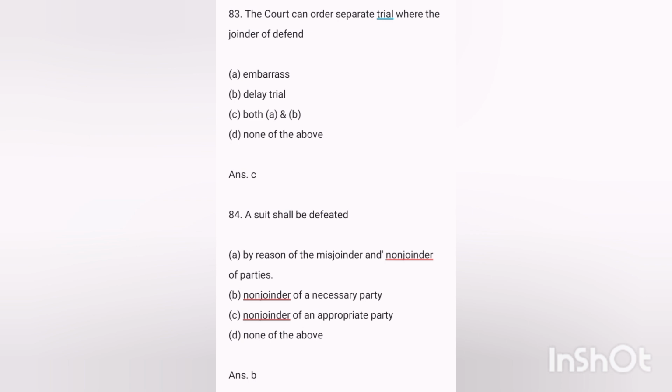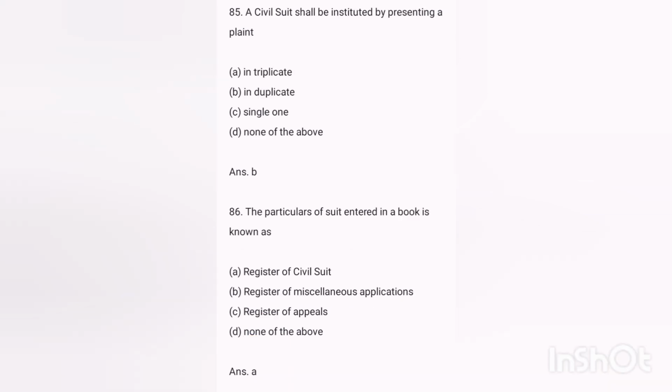Next, a suit shall be defective for. Answer was B, non-joinder of the necessary party. Next, a civil suit shall be instituted by presenting a plaint. Answer was B, in duplicate. Next, particulars of the suit entered in a book is known as. Answer was A, Register of civil suits.